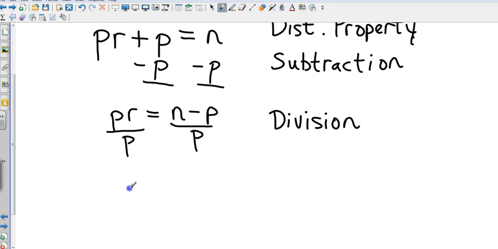Now, some of you would look at that and wonder if we could cancel those P's. We cannot, because that's a binomial on the top. So we have to leave it as N minus P divided by P, because the N minus P is technically one term. That's our binomial. So R equals N minus P divided by P. And that is our solution. That's a pretty quick one, but we love our good friend algebra, and we welcome them back. So 2-4, algebraic reasoning.